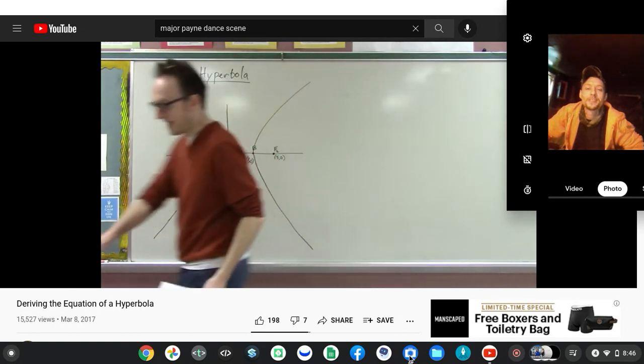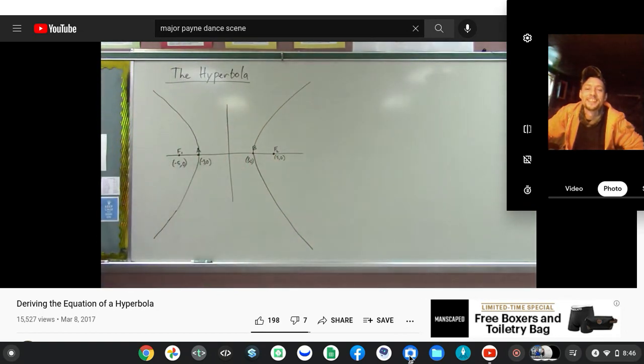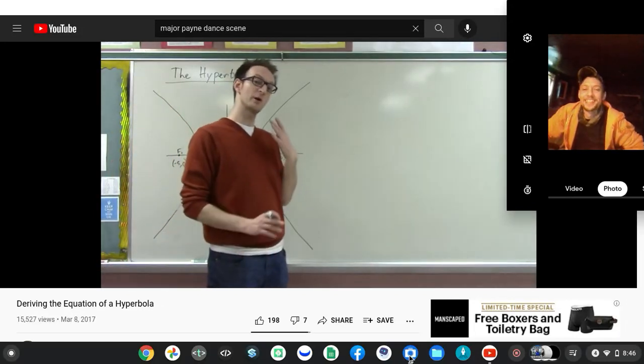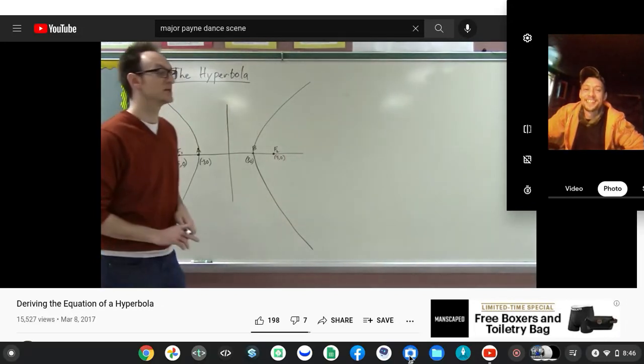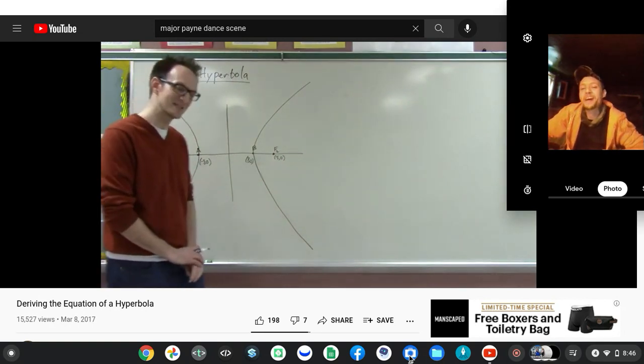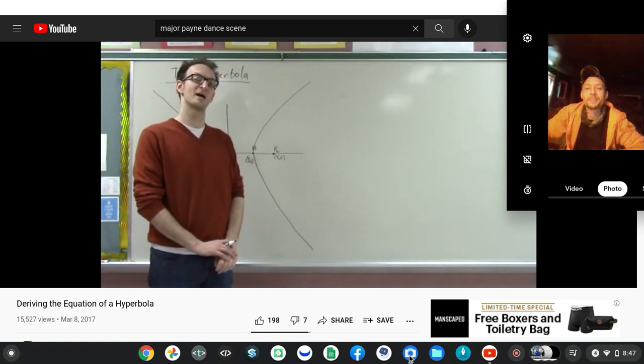And then I'll say something in the end about doing it in general. Okay, so here is a hyperbola. What is a hyperbola? Well, there are many equivalent definitions, but the one we're going to base this derivation on is the set of all points such that the difference in the distances to the foci is a constant.